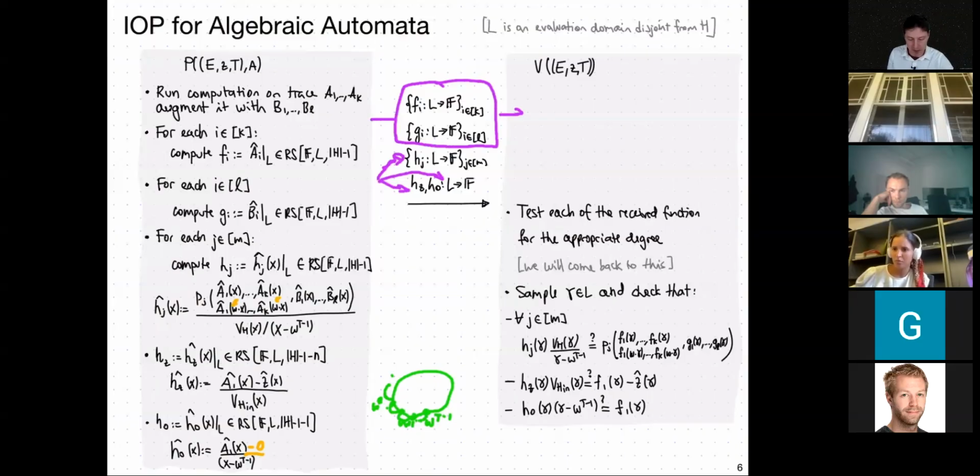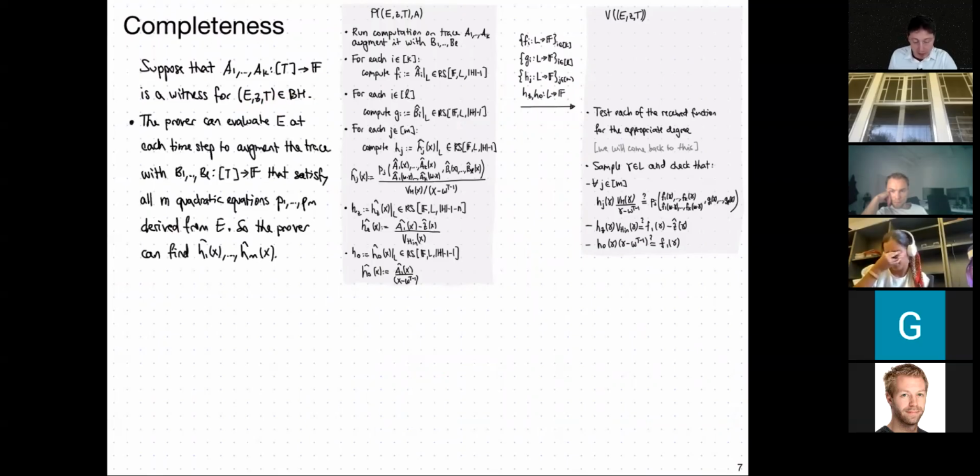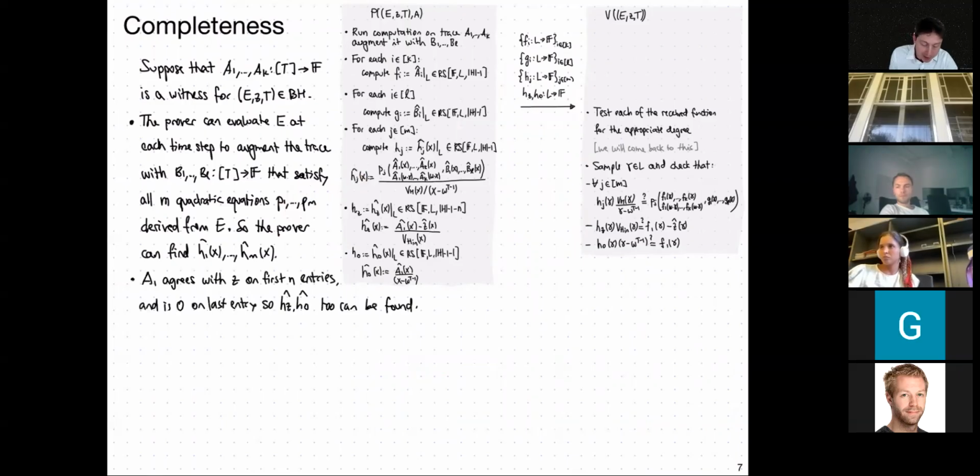All right, so let's move on. Let's talk about completeness. Suppose that you have an execution trace that is valid, that makes all the transitions happen. Well, here the prover can evaluate the transition function at every time step to obtain the correct auxiliary registers so that the m quadratic equations are satisfied at every time step. So the prover can really find each of these polynomials. Also, we are given that A1 agrees with Z. So again, HZ can be found, and 0 is on the last entry. So again, H0 can be found.